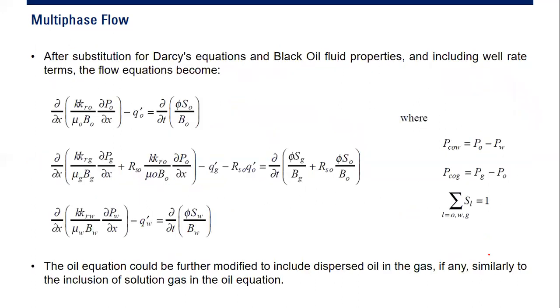After substitution for Darcy's equation and black oil fluid properties, and including well rate terms, the flow rate at the well, the flow equation becomes this for oil, for gas, and for water. So it very quickly becomes very complex. Sangat cepat dia menjadi sangat kompleks. We have three equations right now: oil, water, and gas.